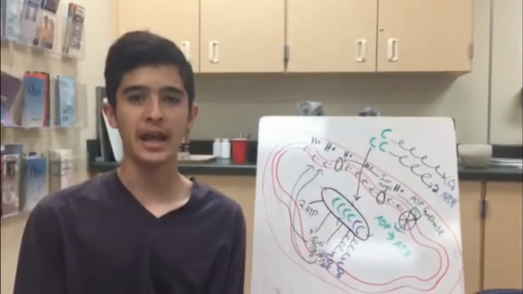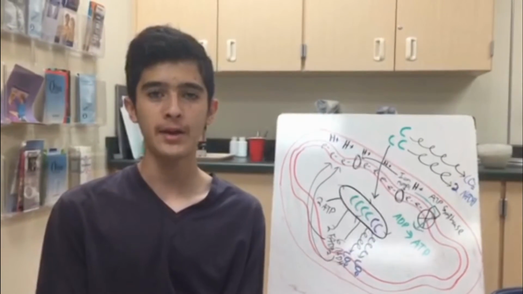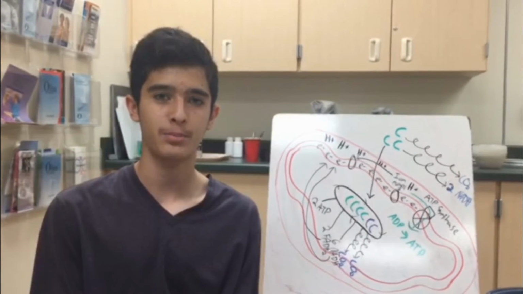But doctor, what's the point of all this cellular respiration? 38 ATP is actually produced, but the net gain is 36, because 2 ATP is actually required to break glucose.